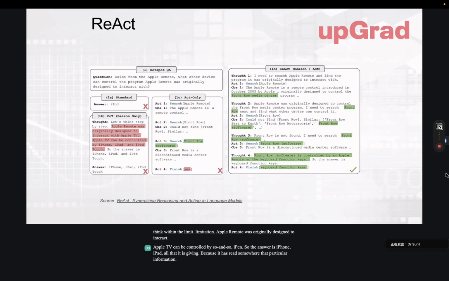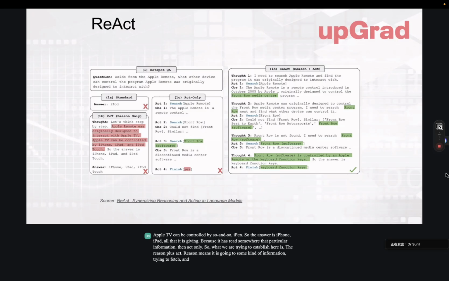Then act only. What we are trying to establish here is reason plus act. Reason means it goes to some kind of information, tries to fetch it and then tries to answer. Whereas act only means, yes, I am trying to act and observe. We do one step and then get some kind of an observation, but it does not lead to any action at the end.